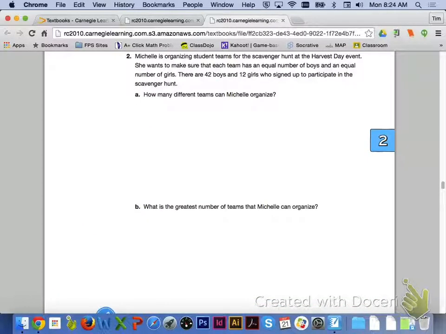Let's turn to page 71 and take a look at number 2. It says that Michelle is organizing student teams for the scavenger hunt at the Harvest Day event. She wants to make sure that each team has an equal number of boys and an equal number of girls. There are 42 boys and 12 girls who signed up to participate in the scavenger hunt. Again, with your group members, I would like you to answer letter A, B, and C. Make sure for letter C that you are explaining your reasoning.